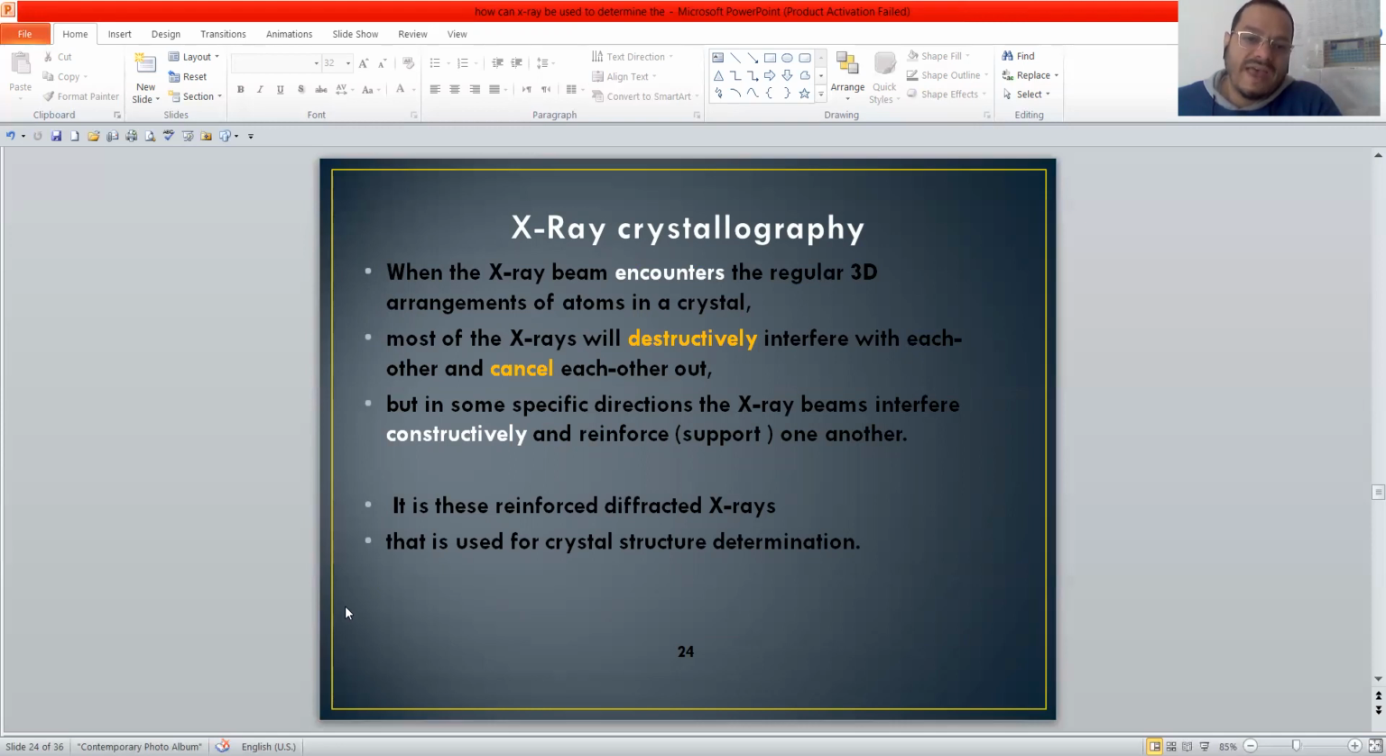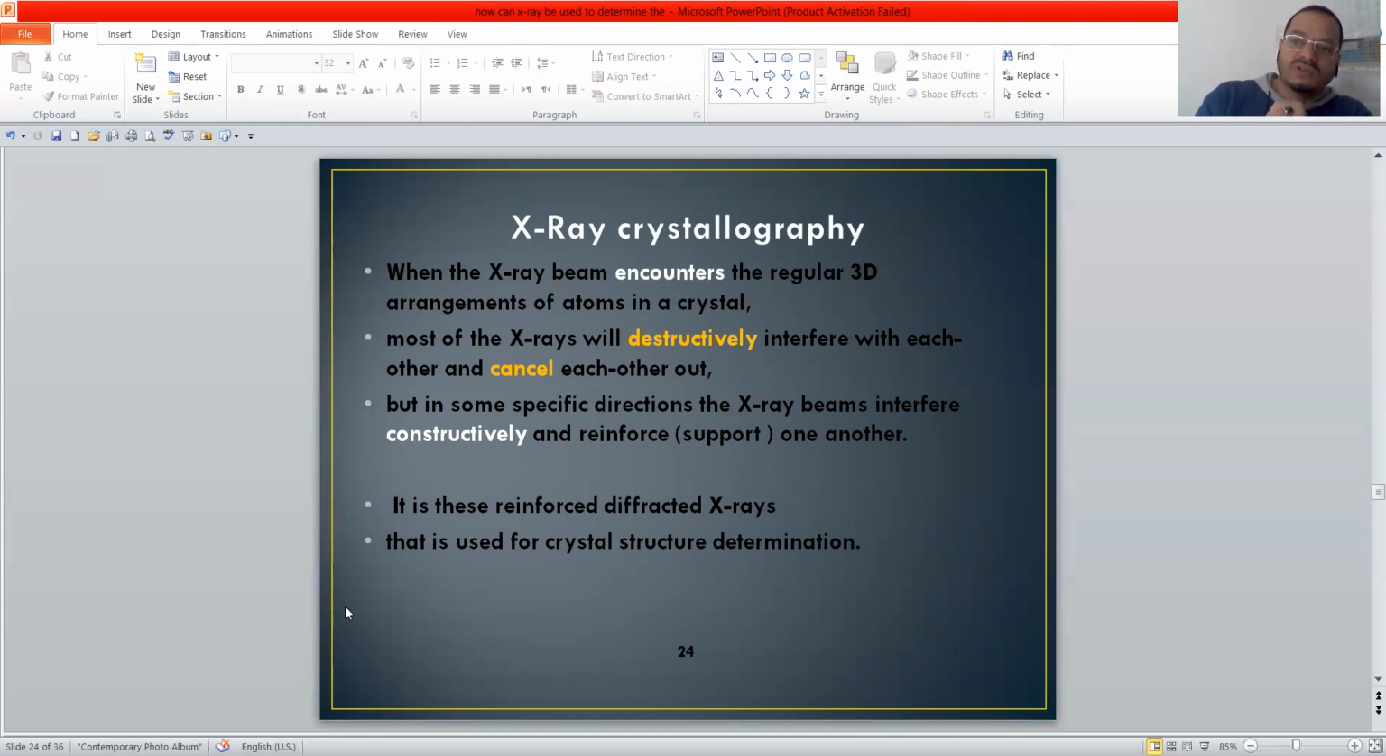Most of the X-rays... here we are dealing with two groups of X-rays. Group number one will be stronger by supporting each other. Group number two will cancel each other. Let's go on with the information. Most of the X-rays will destructively interfere with each other.